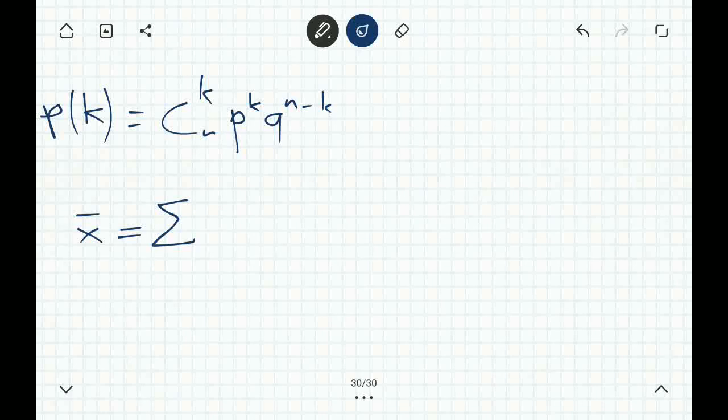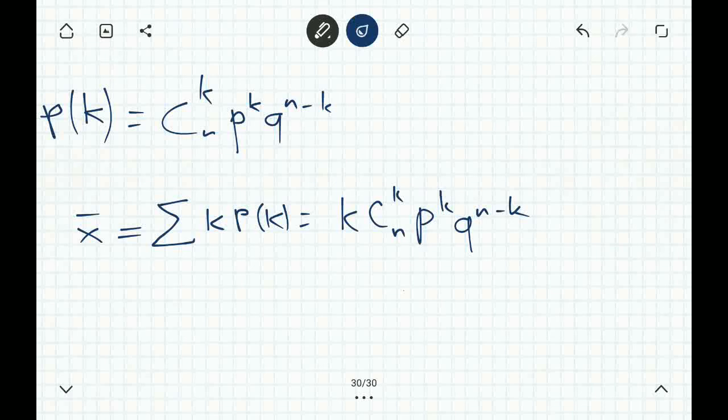So I will take each value of x, so I will take different values of k, and I will multiply them by the probability for that value of k. And then I'll sum up. So I'll have k times C k out of n, p^k, q^(n minus k). And I will have to sum over all the values of k.